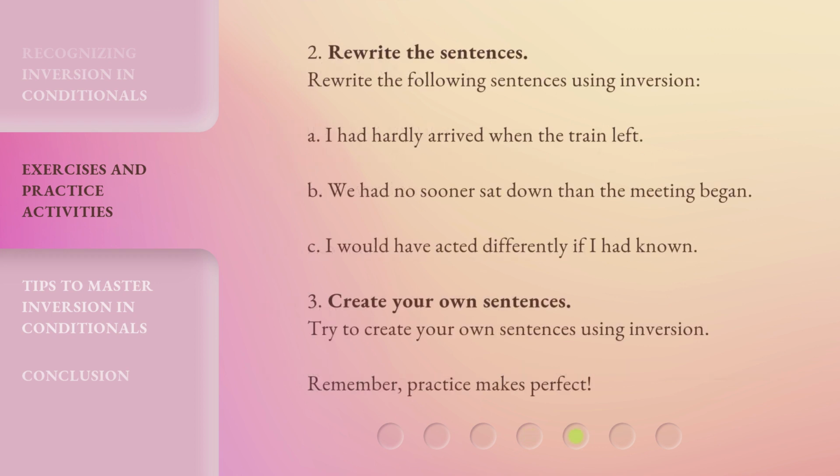2. Rewrite the sentences. Rewrite the following sentences using inversion. A. I had hardly arrived when the train left. B. We had no sooner sat down than the meeting began. C. I would have acted differently if I had known. 3. Create your own sentences. Try to create your own sentences using inversion. Remember, practice makes perfect.